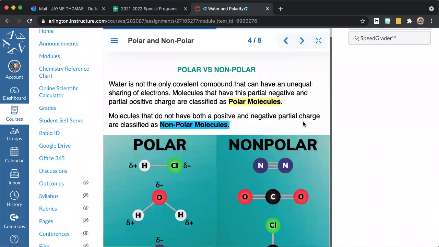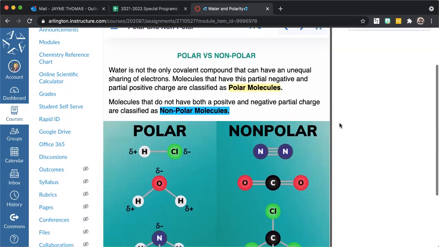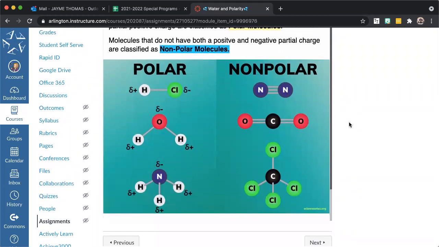So I mentioned polar and nonpolar. Water is really going to be a big focus for us because water is usually what we use to dissolve compounds on Earth, because it's called the universal solvent. It can dissolve a lot of different things, but it's not the only covalent compound that has that unequal sharing. Anything that has that partial positive and negative charge is called a polar molecule. Now, when they share things equally, they're called nonpolar. And so these are just some examples.